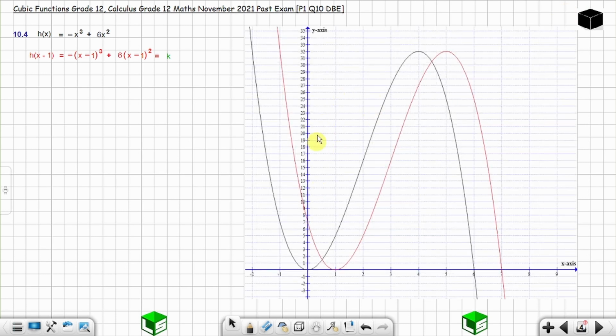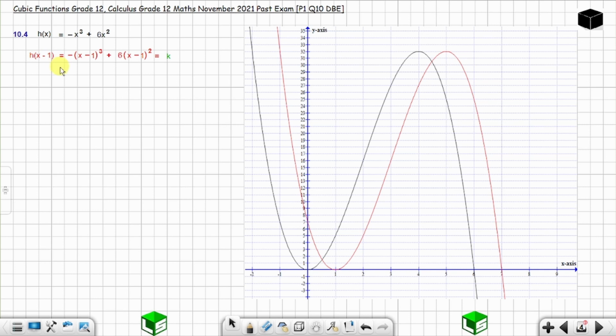So you have these two graphs. You have the graph of h and the graph of h of x minus 1 in red, this one. So you can see the translation from 0 to 1. Even here you can see from 6 to 7. Okay, so 1 unit to the right, you get this. So the question is focusing on the graph of h of x minus 1, the one in red.